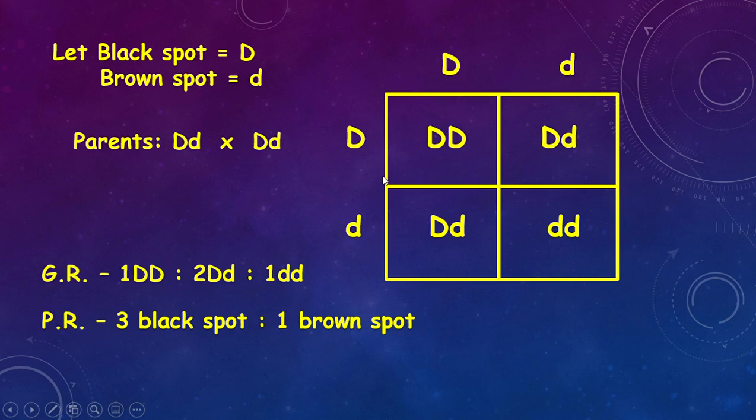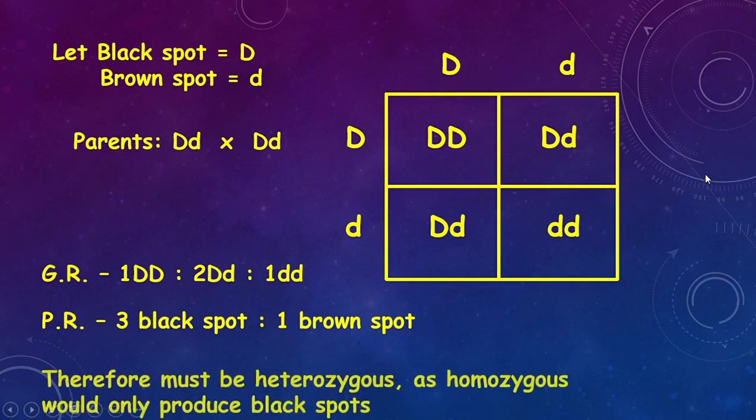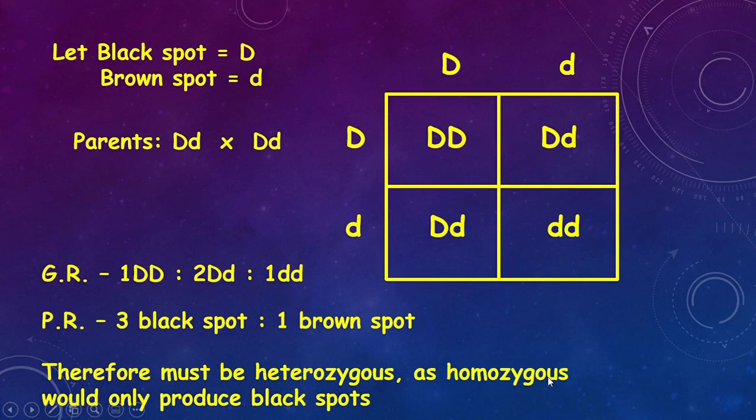a homozygous for big D. If they were black spotted, they would be homozygous. But what would happen to any of the offspring in that case? They would all have to be black spotted because if one parent was homozygous for capital D, there would be nowhere in this Punnett square that we would get little d. So therefore, they must be heterozygous, as anything homozygous would only produce black spots. If either or both of them was homozygous, the offspring would only have black spots.